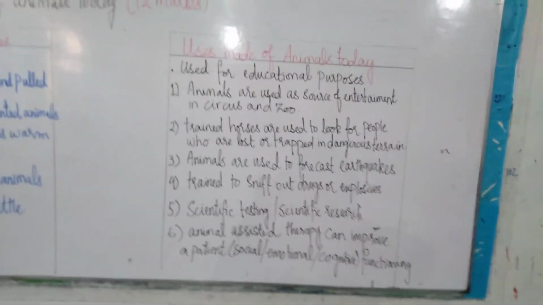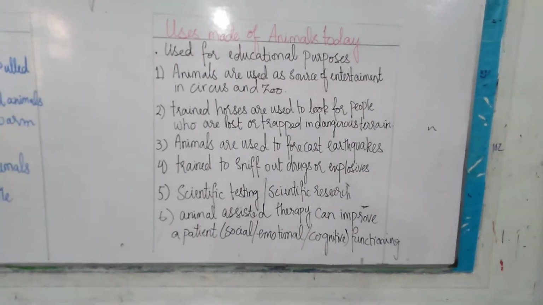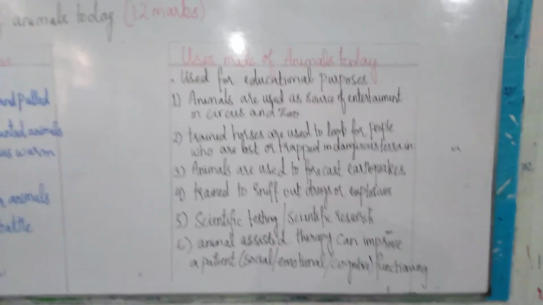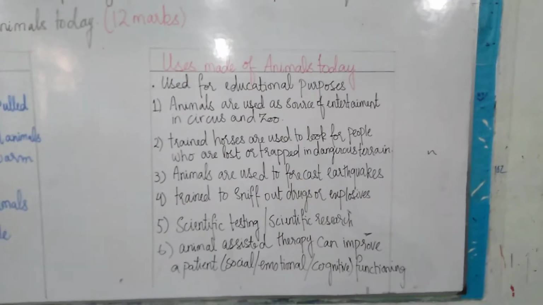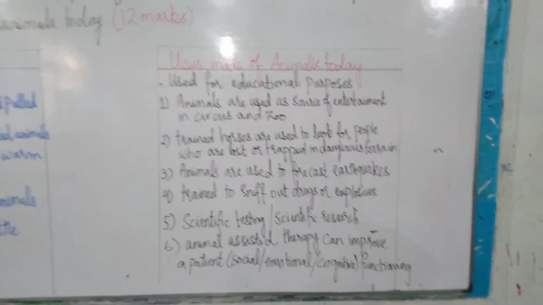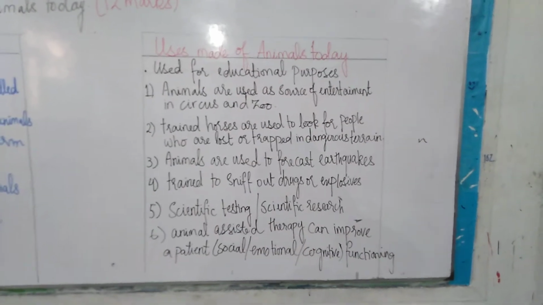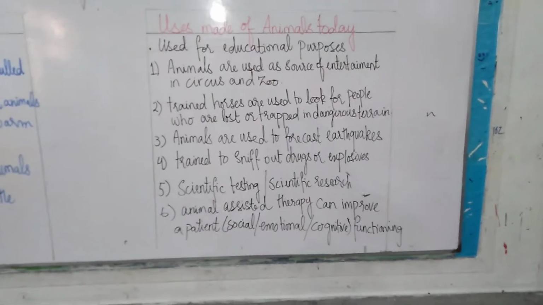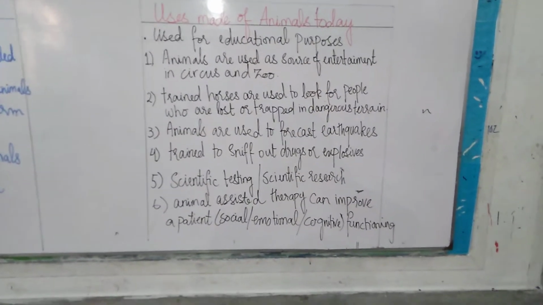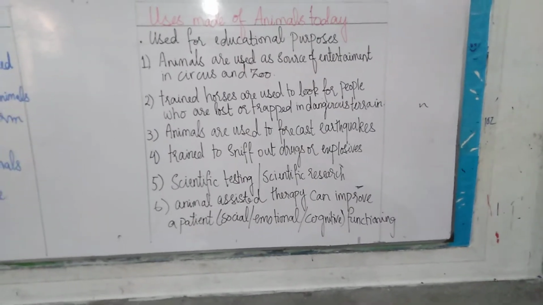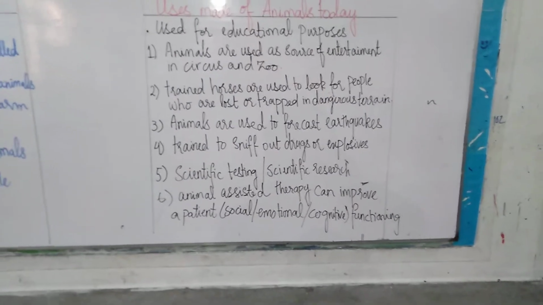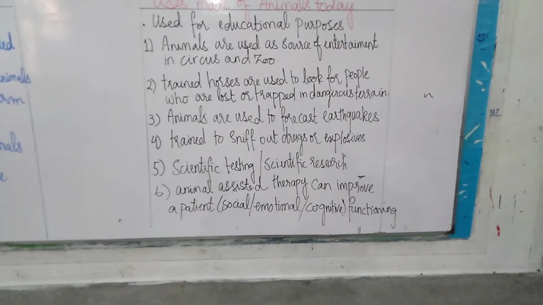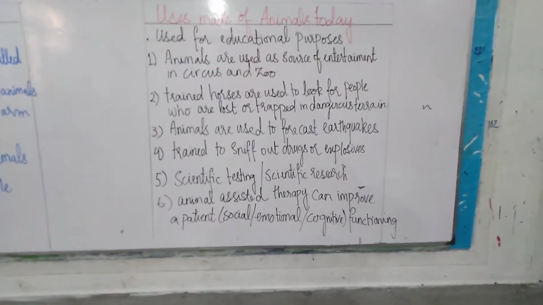Now the third use is animals are used to forecast earthquakes. Now I told you that some of the animals have a very strong sixth sense, clear. Okay, you have read that when an earthquake is about to happen, some animals start behaving strangely, which is a sign or a signal that an earthquake is about to happen. Then you were given the example of one of the animals, how it ran away to cover itself or to be in a safe place before the earthquake. So some of the animals, because of their strong sixth sense, are used to forecast, to tell about the earthquake in advance. Clear, girls?